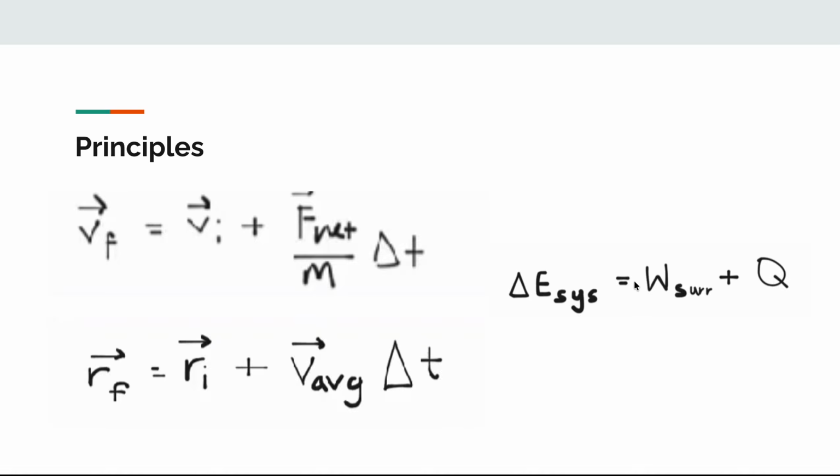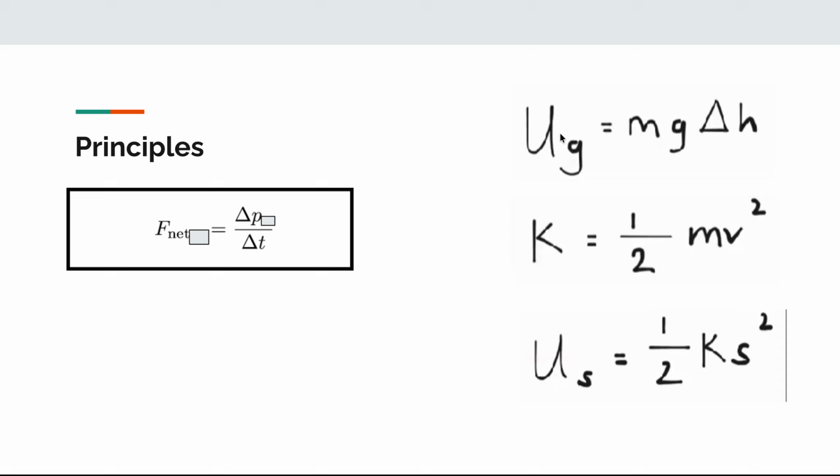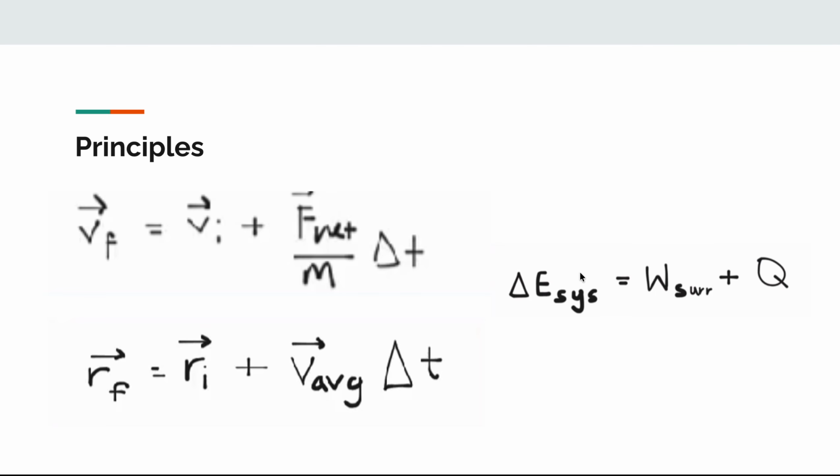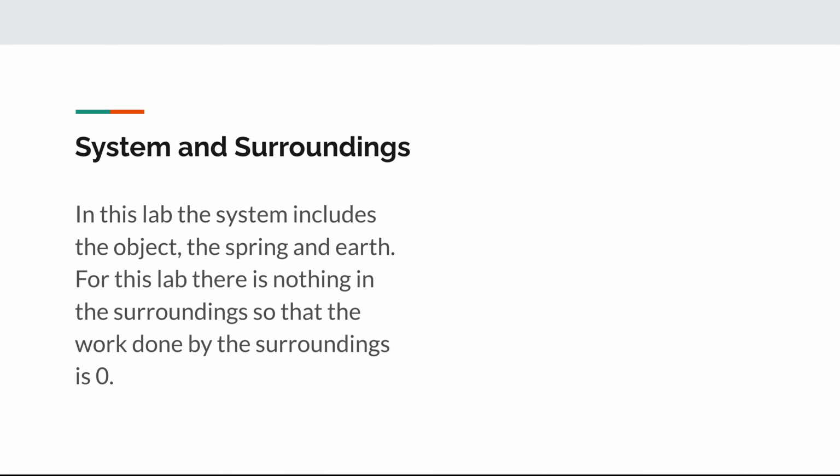And then the energy formula. For our lab, there will be no object surroundings, and everything will be in the system, so the total change in energy of the system will be 0. And it will equal the change in potential energy plus the change in kinetic energy plus the change in spring potential energy. In this lab, the system includes the object, the spring, and Earth. And in the surroundings, there'll be nothing because the work done by the surroundings is 0.